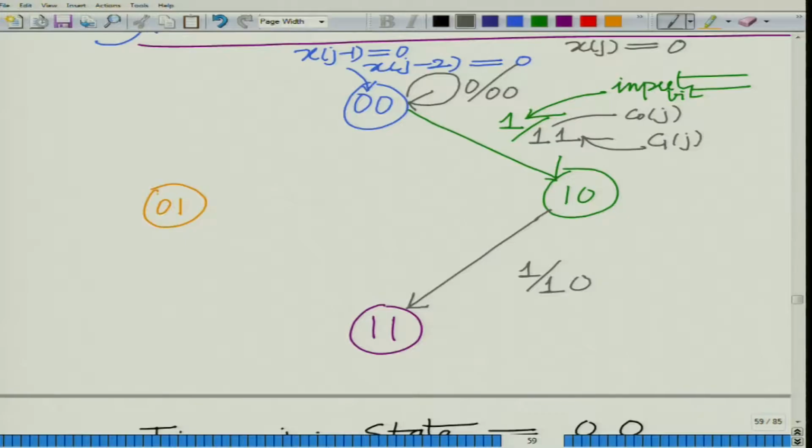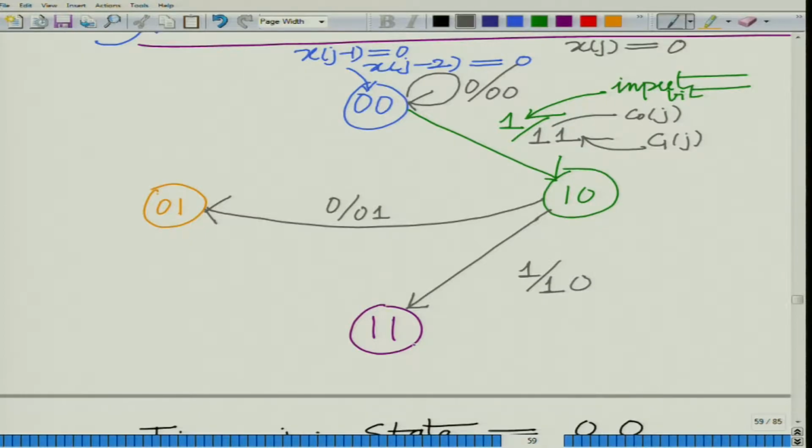Now, similarly, if you get the input 0, naturally it transitions from 1 0 to, because in state 1 0, xj minus 1 is equal to 1, xj minus 2 is equal to 0. If the input bit is 0, it transitions to 0 1, and you can check the outputs are 0 1, because the first bit is 0 plus 0, that is 0, C1j will be 0 plus 1 plus 0, that is 1. Now we have exhausted 1 0.